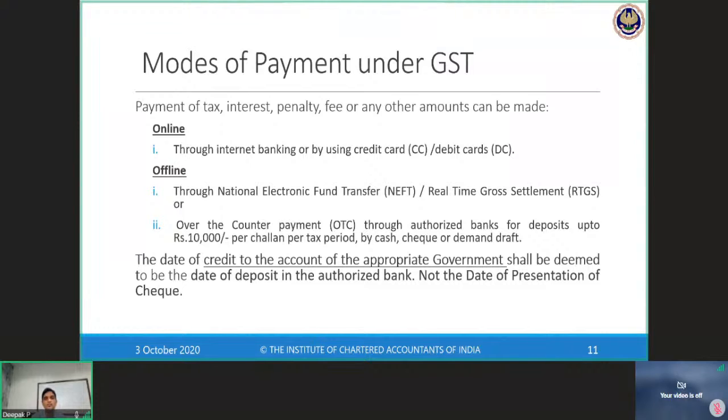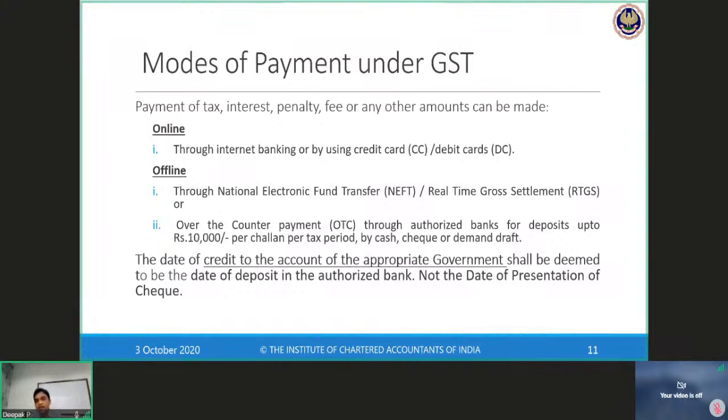Is this 10,000 rupees per day, sir? No, this is not per day, sir. This is per challan per tax period. For each tax period, up to 10,000 rupees is the limit. Not that I will download the challan today for 10,000 rupees, tomorrow 10,000 rupees. Like that, I will not make 5 days continuous downloading and pay cash for 5 days, 50,000. No, sir, this is not permitted. You have to make 10,000 rupees per challan per tax period. The government is clear that they want to reduce the cash usage.